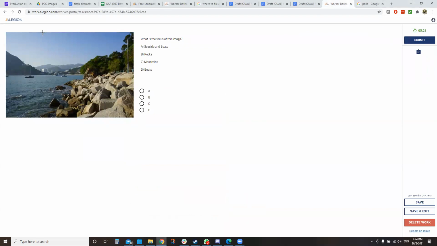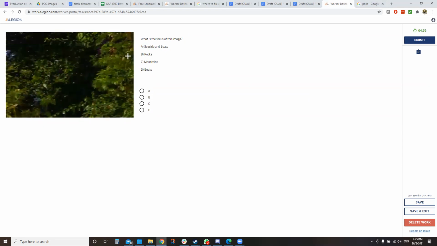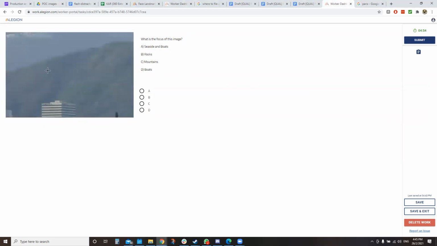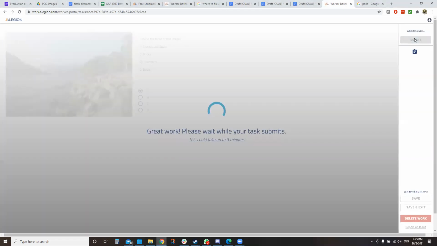So here you have a picture where you have a question and also 4 options, A, B, C, D, as the answer. Once you know the focus of the picture, again, if it's more than one, it will be together like this. And if you feel this picture is talking about the seaside and the boats, you should pick A and then you just submit.